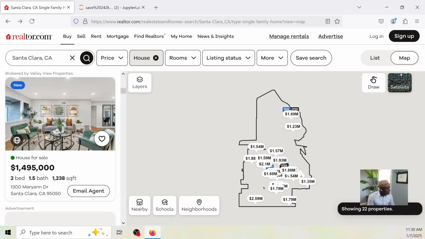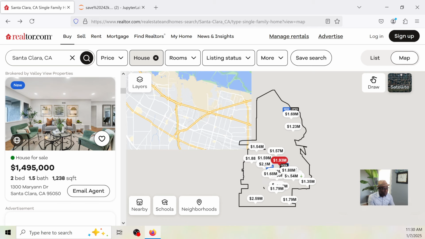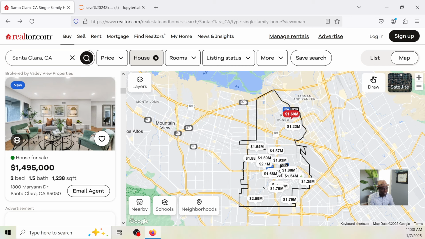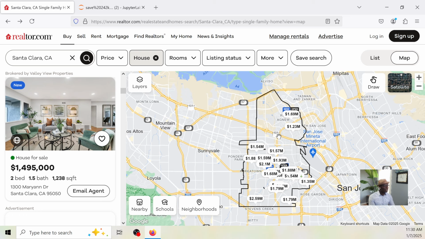As we can see, this is what's currently available, and just taking a look at these data points, we have 2.1 million, 2.59 million, 1.69 million, etc. So now what I'm going to do is just proceed to actually loading the data set, historical data set, and applying the machine learning model so that we can accurately predict future prices.